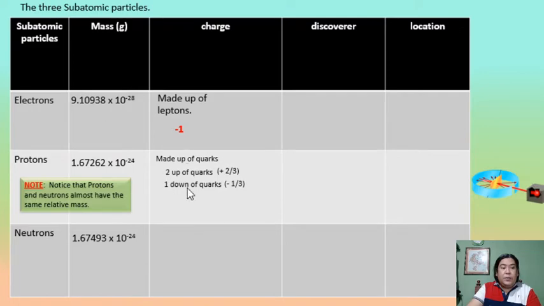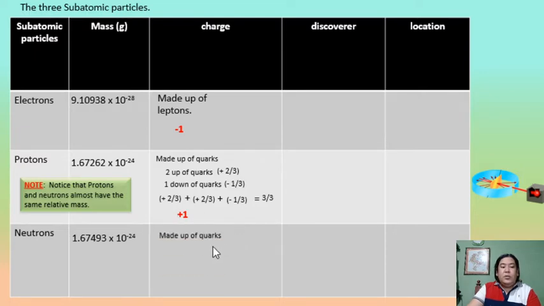Since ang proton is made up of two up quarks and one down quark, i-add natin to get the charge of the proton. So positive 2/3 plus positive 2/3 plus negative 1/3, 2 up quarks plus 1 down quark. Okay? Since pare-pareho naman sila ng denominator, we just simply add the numerators of these three. So positive 2 plus positive 2, that is positive 4, plus negative 1, we will have positive 3 over 3 or positive 1. So that is why the proton has a positive 1 charge.